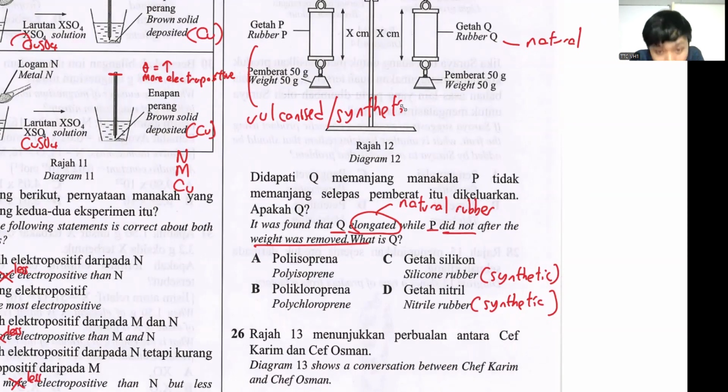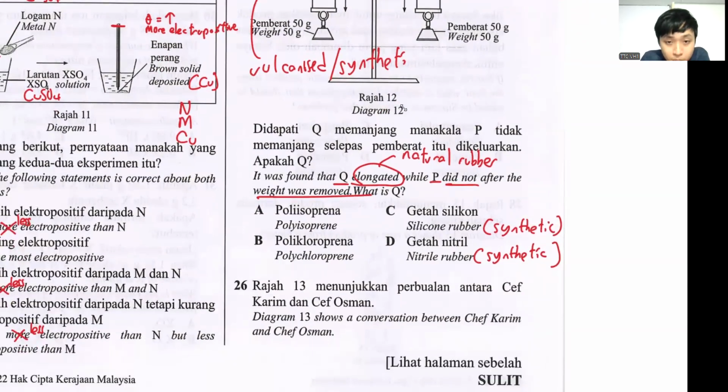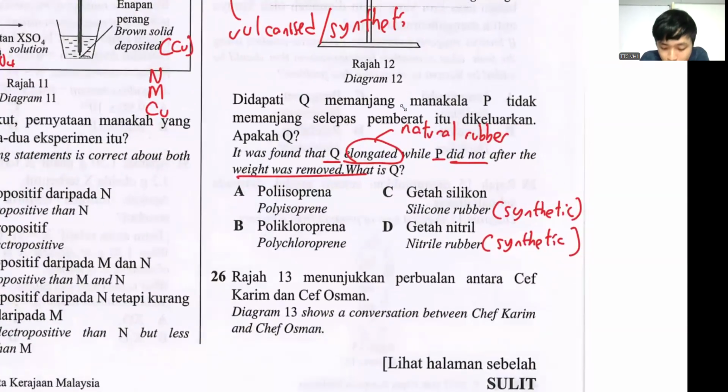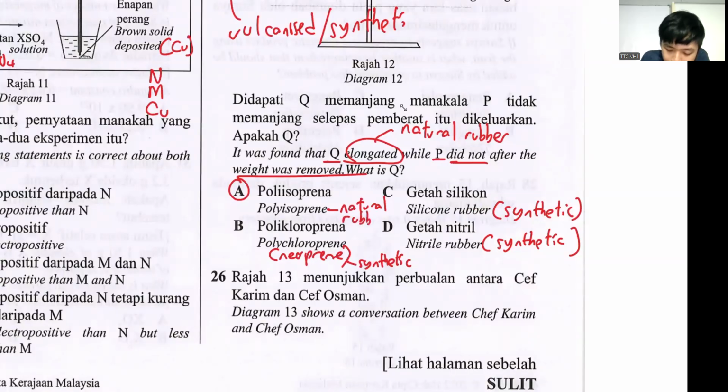Less elastic. Polyisoprene. Polychloroprene is neoprene. Okay, neoprene, which is also synthetic. That's the scheme a bit off. Okay, so it's supposed to be A. Polyisoprene is natural rubber. Give me a few seconds to check this. Yeah, so I think I understand why it's not A.